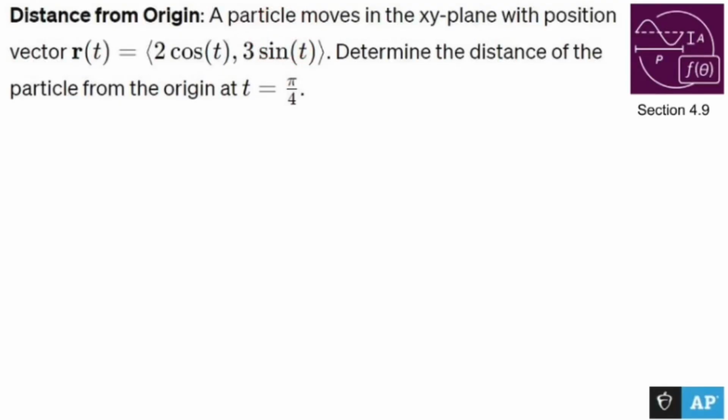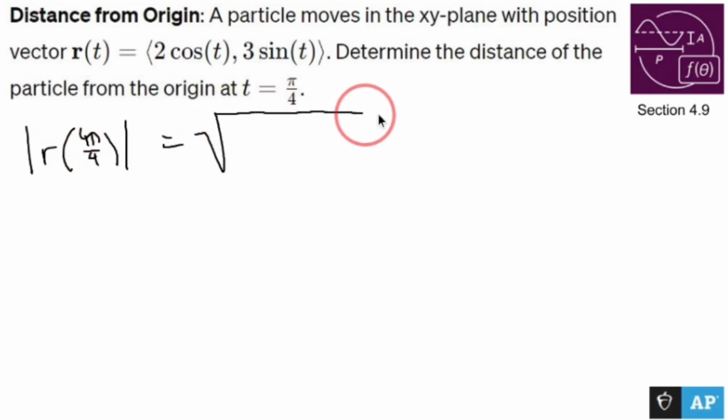A particle moves in the xy plane with position vector r of t equals, in component form, 2 cos t, 3 sine t. Determine the distance of the particle from the origin at t equals pi over 4. Well, basically, we know what distance looks like. It's the magnitude. So the magnitude of r at pi over 4 is going to be found by doing the Pythagorean theorem. Something that we're very much used to.